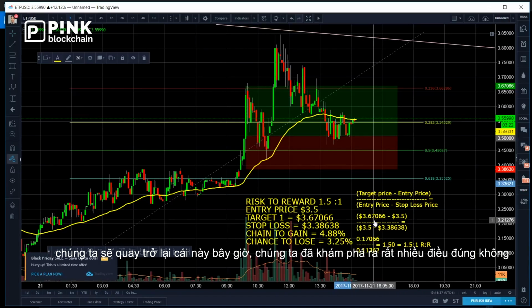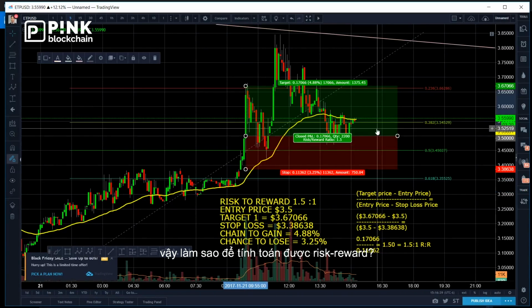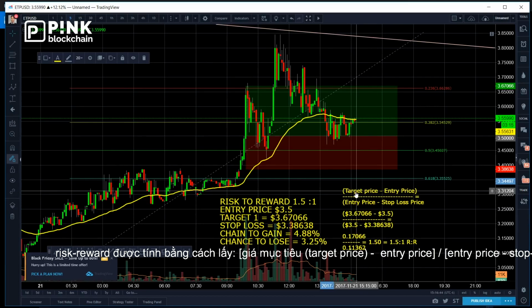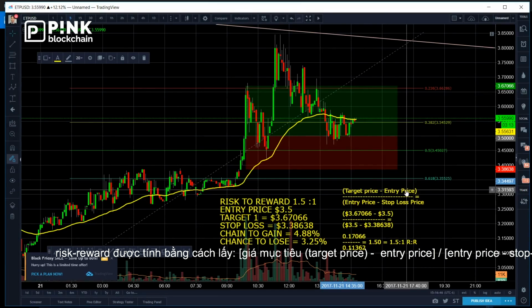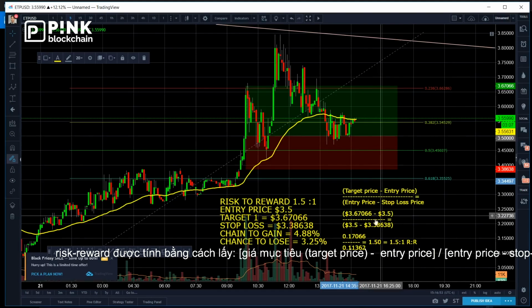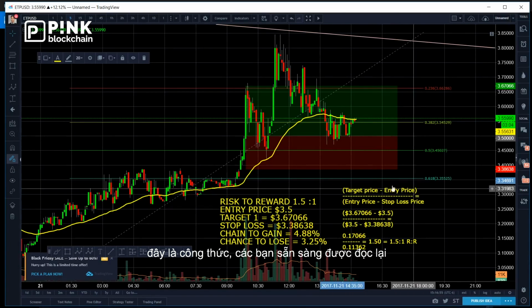Now that we've covered a lot of things, okay? So how is this calculated? Your risk to reward. The risk reward is calculated by taking your target price minus your entry price, divided by your entry price minus your stop loss price. Okay? So this is a formula right there, and you're welcome to read it again.